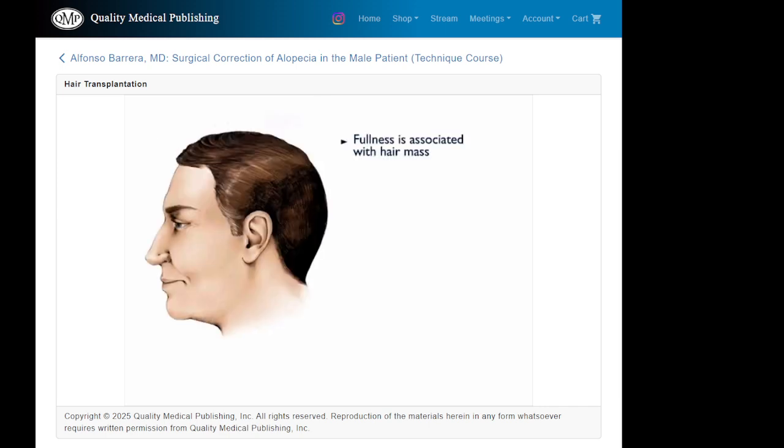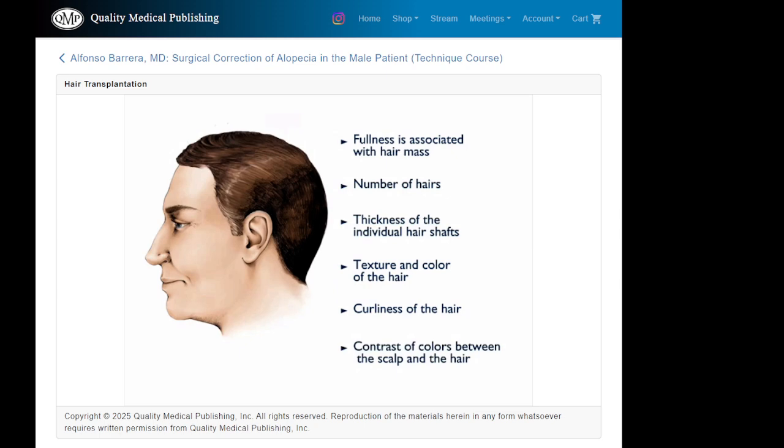The appearance of fullness is associated with hair mass, which in turn is related to the number of hairs, the thickness of the individual hair shafts, the texture and color of the hair, and the curliness of the hair. In addition, the contrast of colors between the scalp and the hair also significantly influences the illusion of fullness.